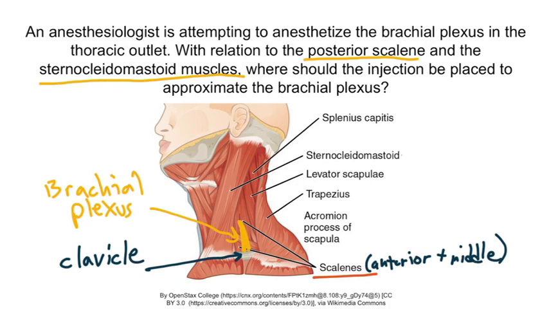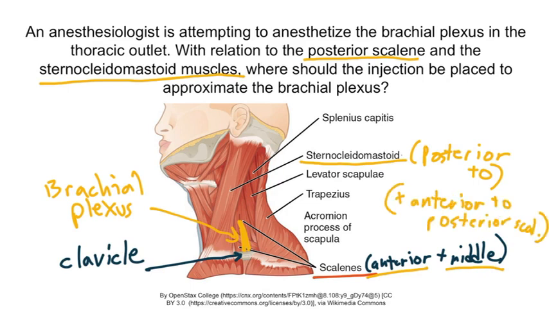Well, as you can see, it would be posterior to the sternocleidomastoid, which is labeled here. And since we know that the brachial plexus runs between the anterior and the middle scalene muscles, then we know that it must run anterior to the posterior scalene muscles, which answers our question. The injection should be placed anterior to the posterior scalene and posterior to the sternocleidomastoid muscle.